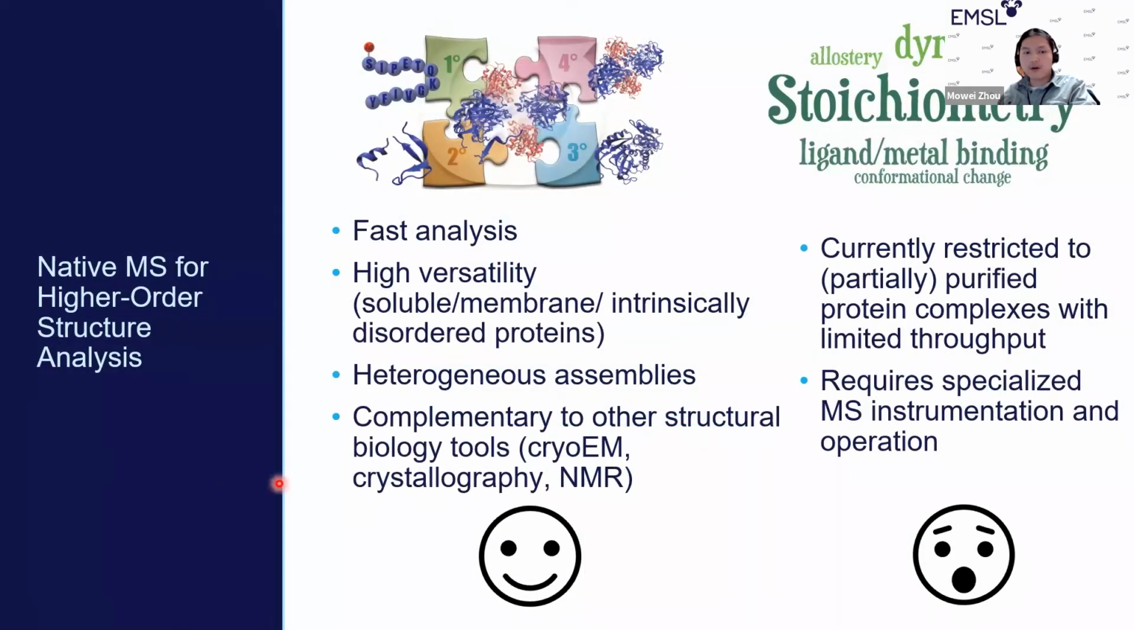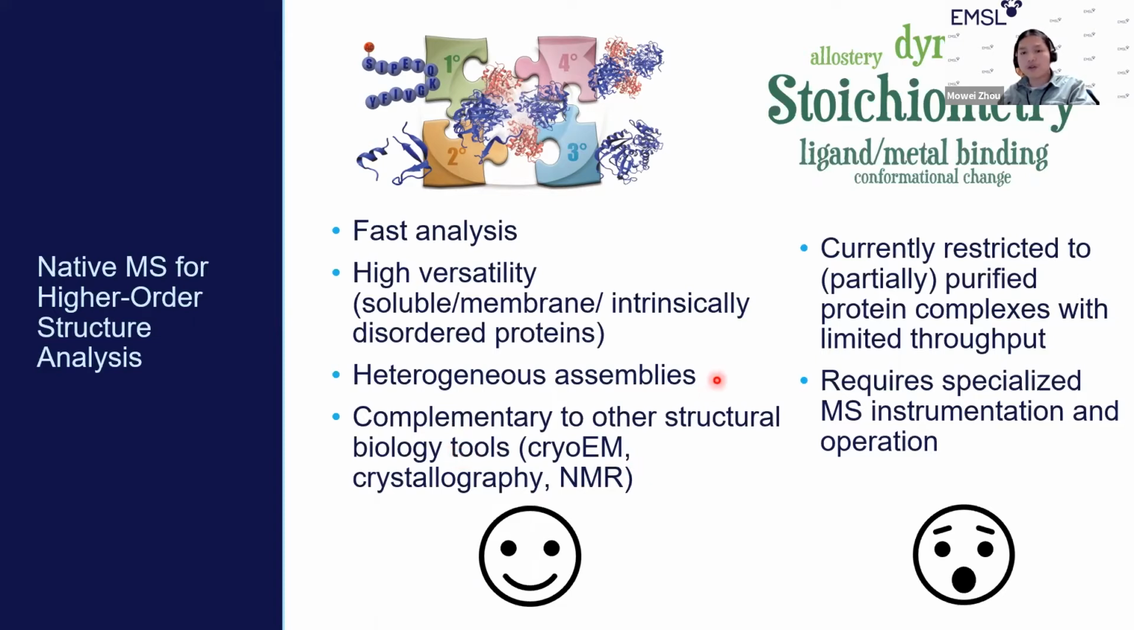So just a quick overview. Native mass spectrometry is a very fast experiment and takes minutes or less than an hour to do a lot of the experiments. And it's very versatile because we can change the experimental conditions slightly to analyze soluble proteins, membrane proteins, and also intrinsically disordered proteins. Because the mass spectrometry can resolve very different species, it's compatible with heterogeneous samples that may not be easily resolved by conventional methods. And it's highly complementary to other structural biology tools such as cryo-EM, crystallography, and NMR, which I'll show a few examples of in the next few slides.